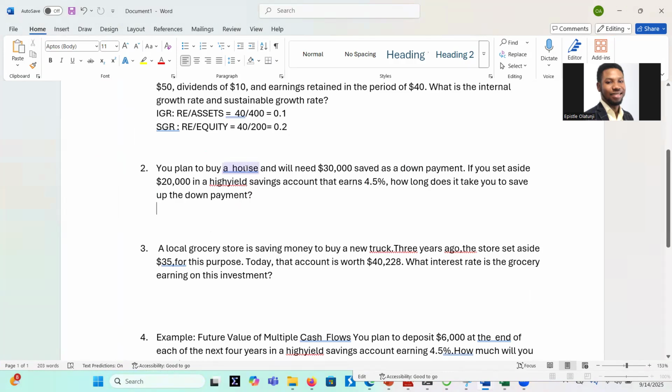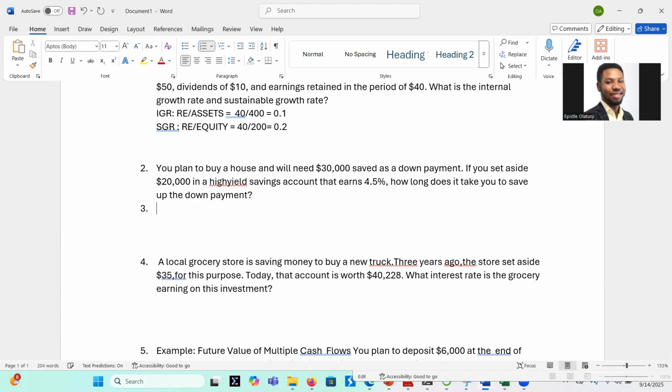It says you plan to buy a house, a beautiful house for that matter, and you will need $30,000 saved as a down payment. It means you don't have the $30,000 now, but that is what you will need as a down payment for the house you want to buy. If you set aside $20,000 in a high yield savings account that earns 4.5%, how long does it take to save up to the down payment?